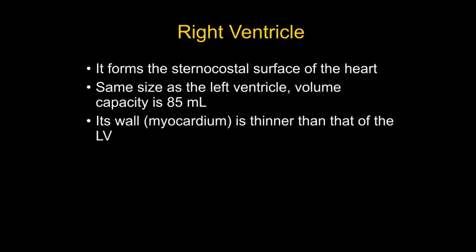Okay, so more about the right ventricle. This is what you see when you open up the rib cage of a person or a cadaver and the heart is looking straight at you. That's the sternocostal surface of the heart, which is comprised mainly by your right ventricle. So comparing the right ventricle with the left side, they are both the same size, the same volume capacity, which is about 85 milliliters of blood. But since its only target is the lungs and nothing else, it doesn't need to do as much work as the left side of the heart. Thus, the myocardium here is thinner comparatively to the left ventricle.